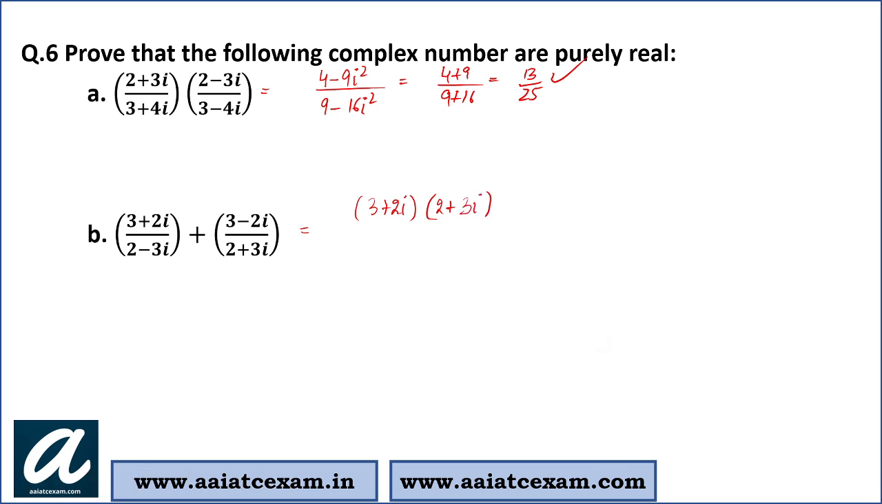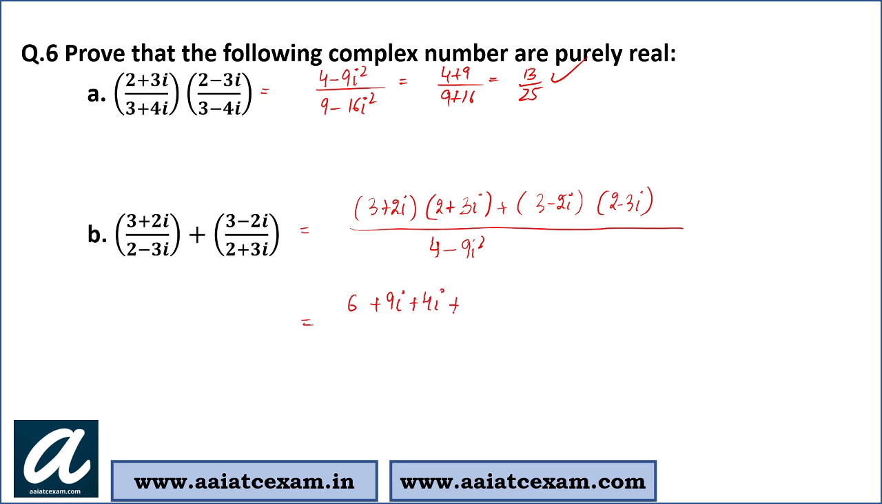3 plus 2 iota multiplied with 2 plus 3 iota, and add it with 3 minus 2 iota multiplied with 2 minus 3 iota. And in the denominator you have a minus b into a plus b, which is a square minus b square. Students, this will be equal to 6 plus 9 iota plus 4 iota plus 6 iota square plus 6 minus 9 iota minus 4 iota plus 6 iota square by 4 plus 9.